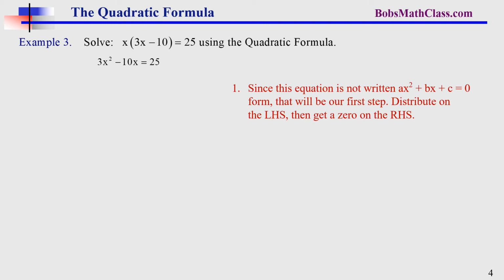Okay, so that's 3x squared minus 10x. Now we need to get a 0 on the right-hand side, so subtract 25. When you move the 25 from one side to the other, the sign will change, and then put it at the end because that's the constant. So we have 3x squared minus 10x minus 25 equals 0.